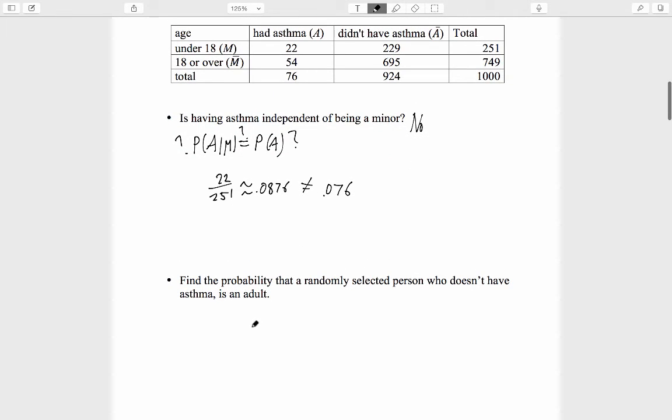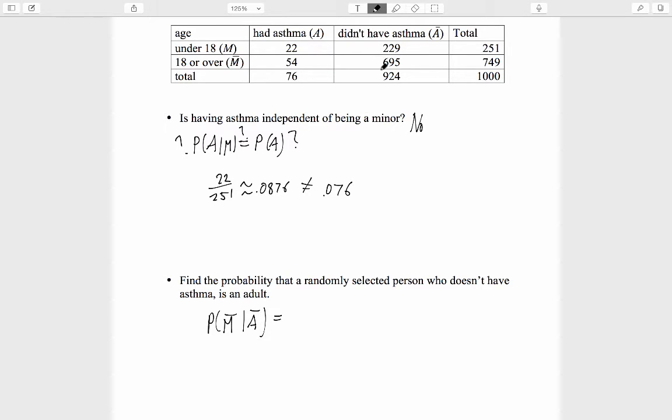Now find the probability that a randomly selected person who doesn't have asthma is an adult. First note that this is a conditional probability. We are randomly selecting from among those who do not have asthma. We are in this column, the A complement column. Zooming in on this column means that we're computing the probability of M complement given A complement. Is an adult, that is not a minor, given doesn't have asthma.